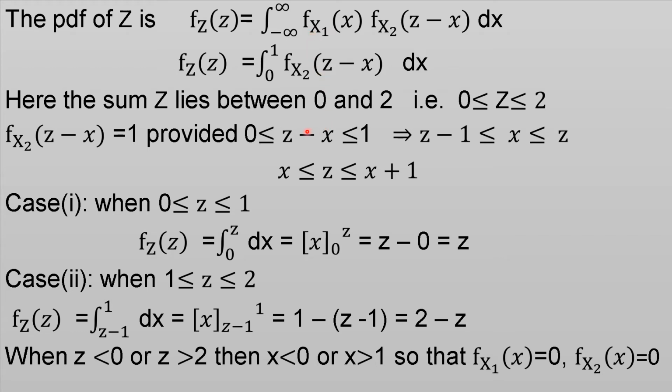So we have the probability density function of z: fz of z equal to z for all z values greater than or equal to 0, less than or equal to 1; fz of z equal to 2 minus z for all z values between 1 and 2; and fz of z equal to 0 for all the remaining z values.